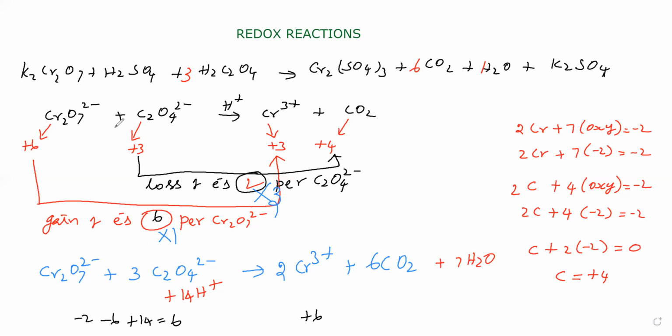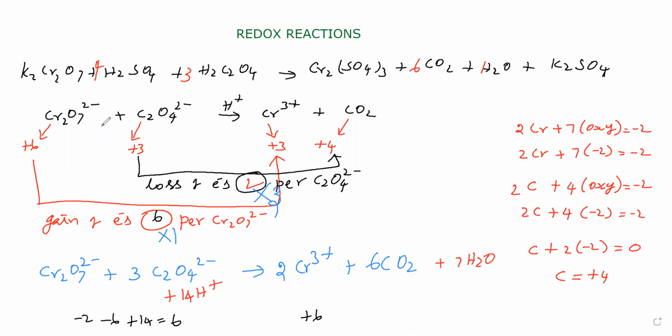Here potassium is 2. Here also potassium is 2. Now we will balance sulfate. Sulfate is 3 times here, and 1 time here. That means sulfate is 4 times. Therefore, we will write sulfuric acid 4 times.